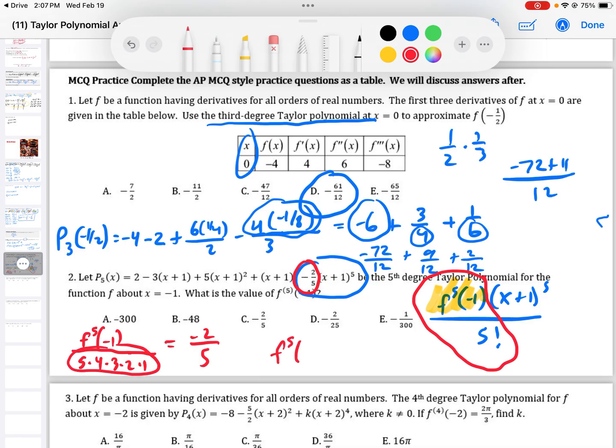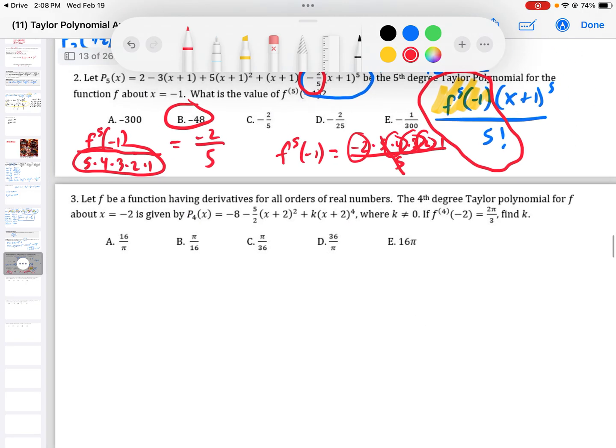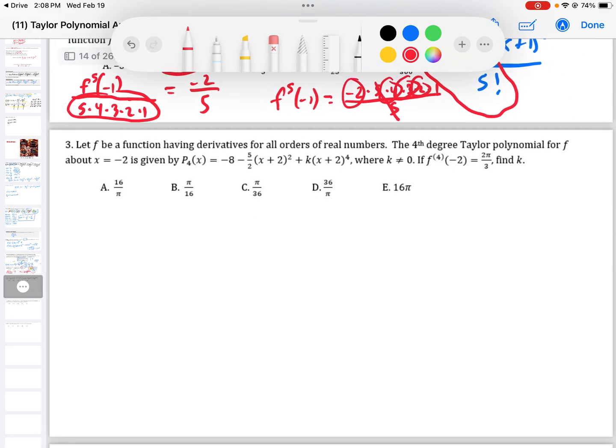So I'm going to solve this. What would I do? I would multiply both sides by this. So the fifth derivative at -1 is equal to -2 times 5 times 4 times 3 times 2 times 1 all over 5. Those cancel, and I get -2 times 4 is -8, times 3 is -24, times 2 is -48. So the answer would be B. That was a tricky one, it's kind of fun.